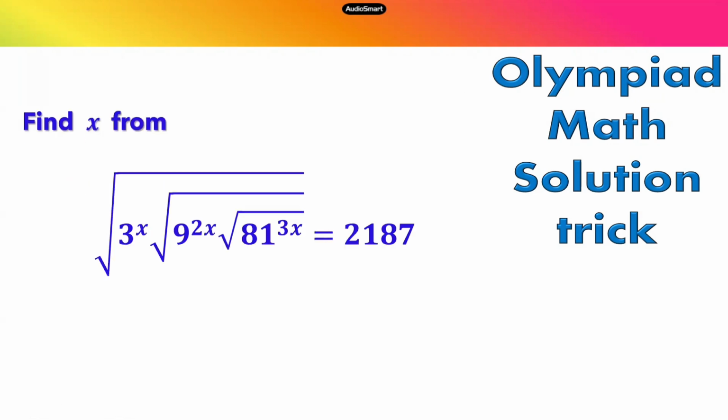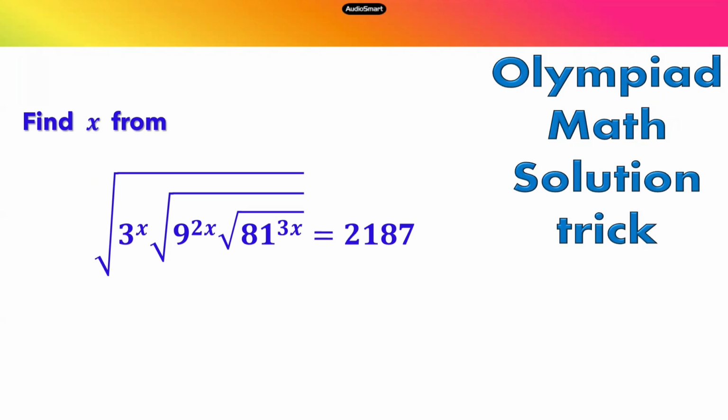To my lecture. Today we are going to discuss one Olympiad maths problem, and the problem is: find x when you have this nested square root equal to 187. So we have to do a step-by-step solution for this problem.